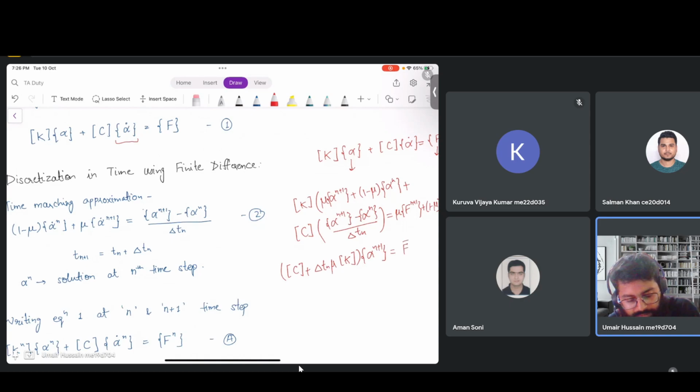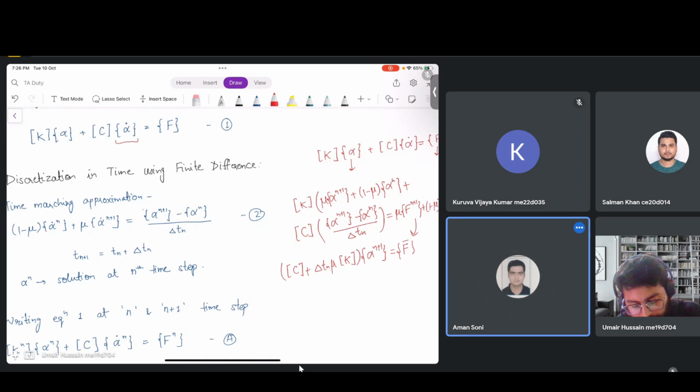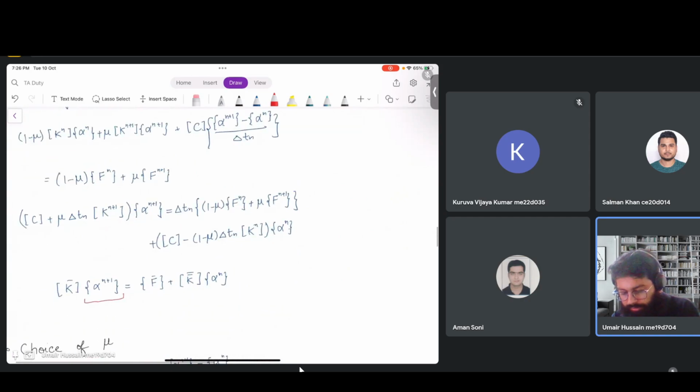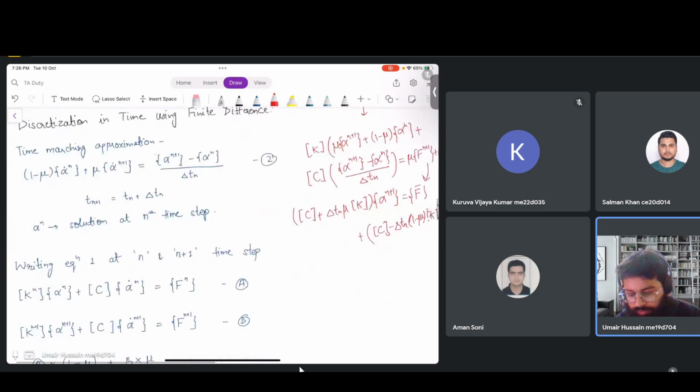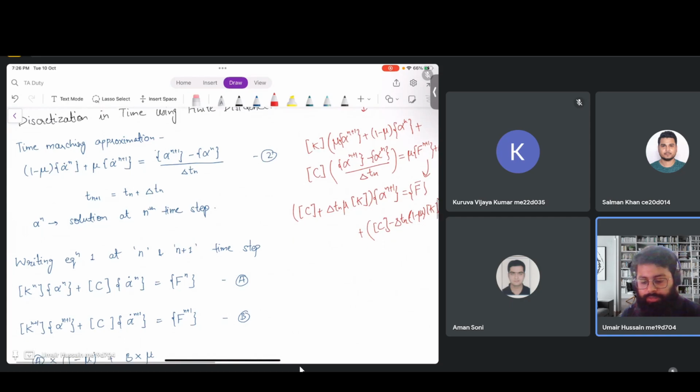This whole term I write as f bar, and then the rest of the terms will come here. We'll have c minus delta t times 1 minus mu times k into alpha n, this whole term. So you see, this is the same as this equation here, right? So this is just a shortcut to get to it directly. But you have to be careful with the terms which are actually varying with respect to time. You have to change them, write them in terms of mu and their value at the respective time step number.